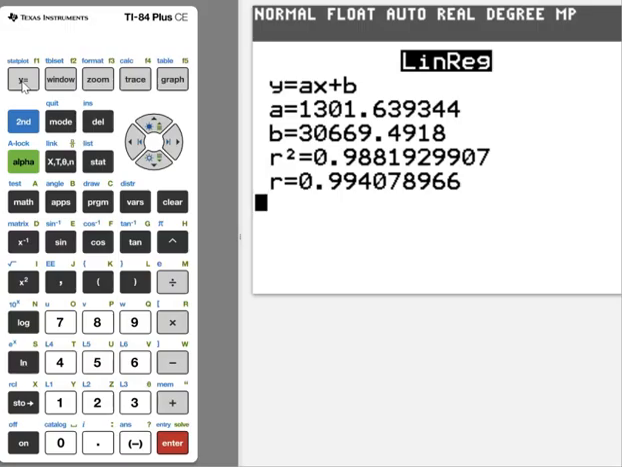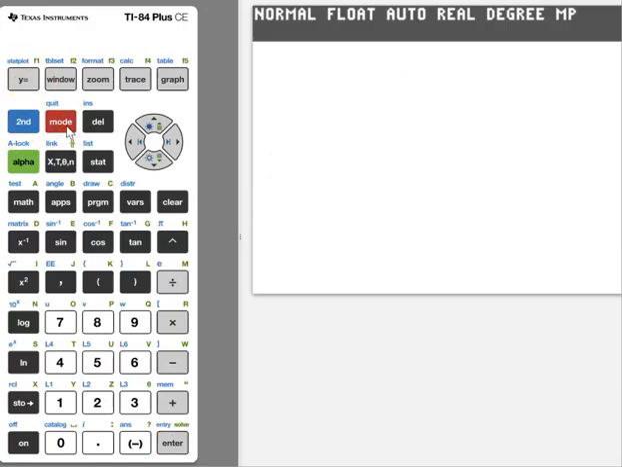All right, so now that I have that equation, then I can answer question number 23. So question 23 says, take that answer that you just got and find out what the tuition would be in the year 2003 based on the equation that we just created. All right. So I'm going to quit out of this. And I'm going to go back to my main screen. So remember my equation was 1,302 times whatever my x value was, and then plus 30,669.